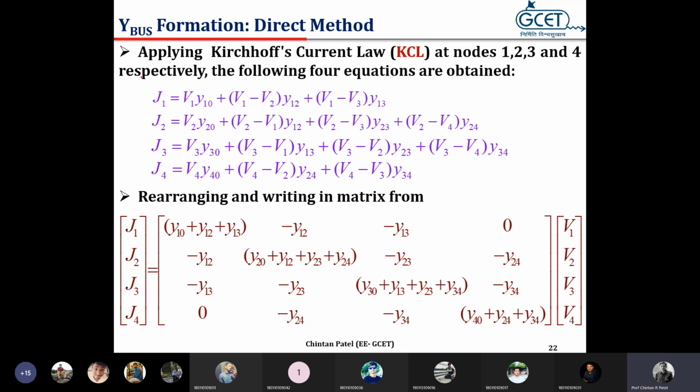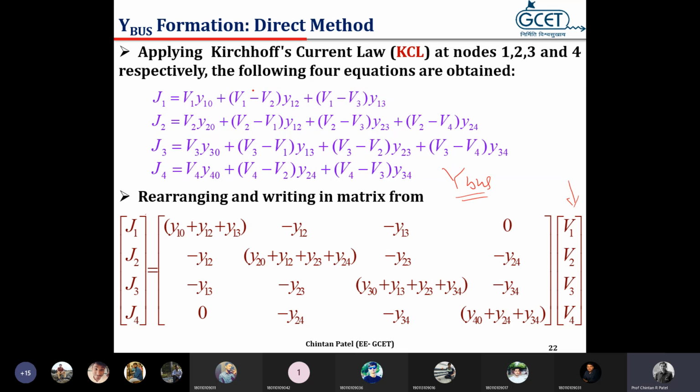So on the left hand side, it is the current matrix J1, J2, J3, J4. The matrix on the very right hand side is the voltage matrix, so V1, V2, V3, V4. And in between, whatever matrix is there is known as the admittance matrix Y bus.